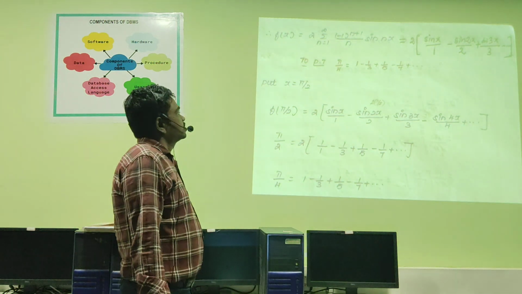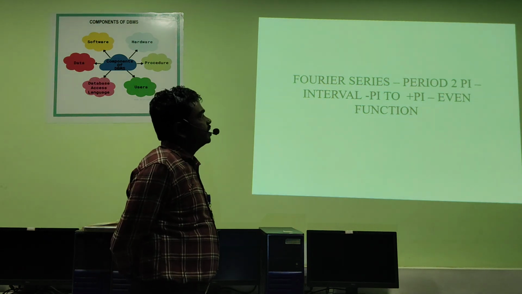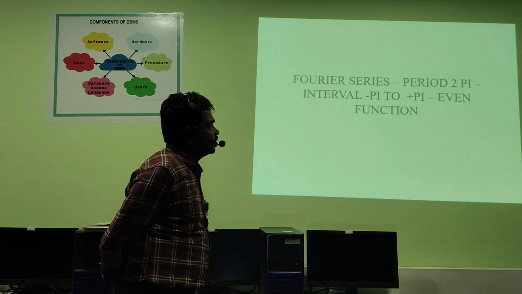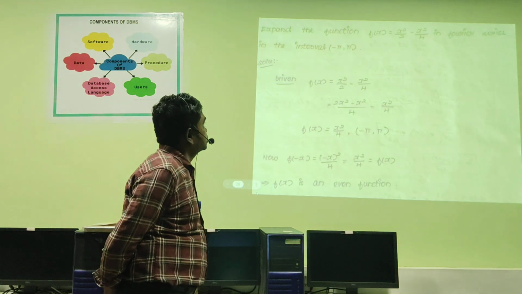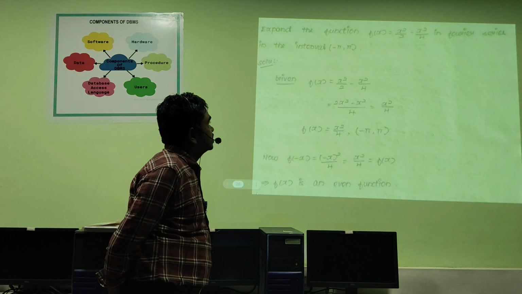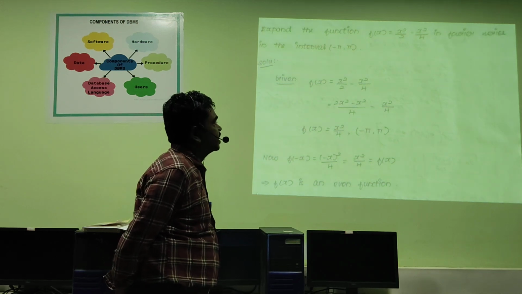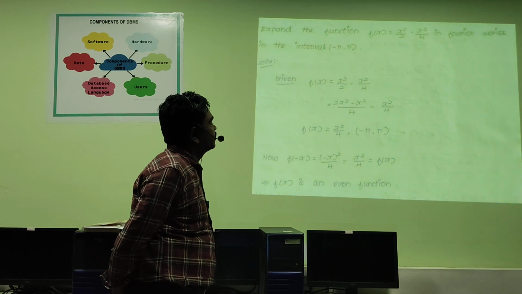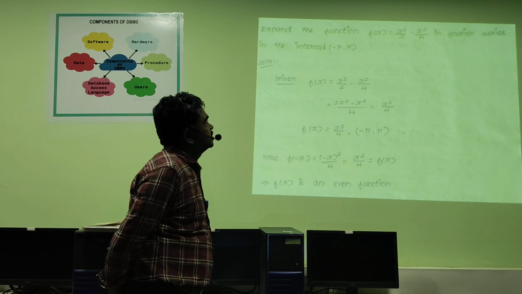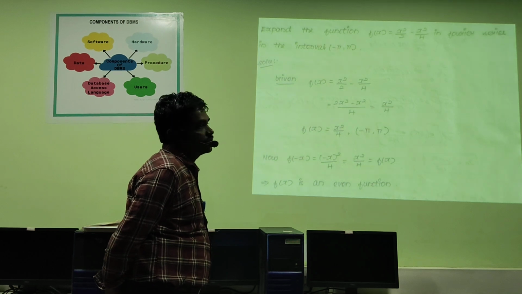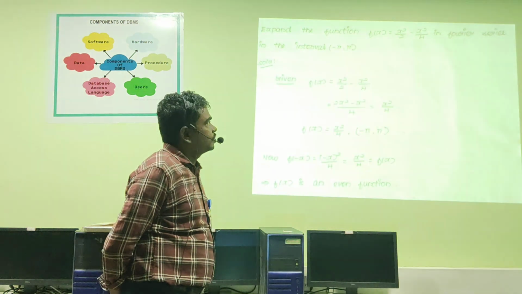Okay, so we will now find out the even case. This is the Fourier series with period 2 pi in the interval minus pi to pi, where the function is an even function. I will take one example. Expand the function f of x equals x squared by 2 minus x squared by 4 in a Fourier series in the interval minus pi comma pi. Here the question is f of x equals x squared by 2 minus x squared by 4.